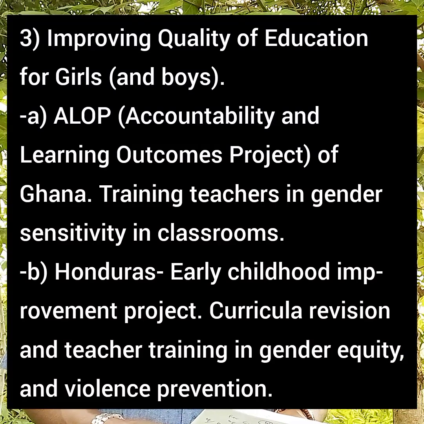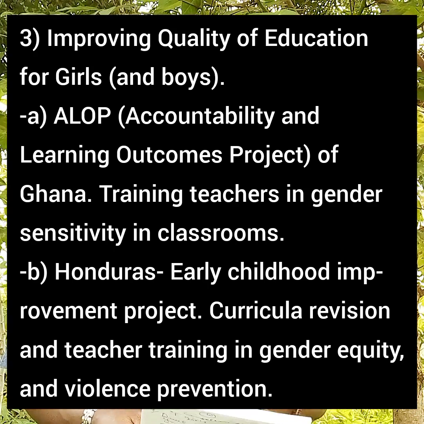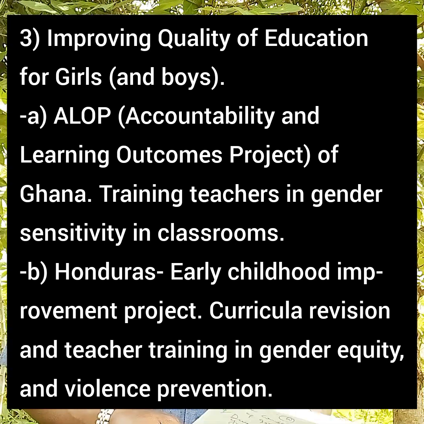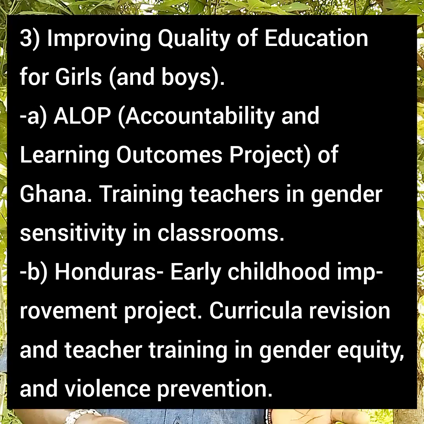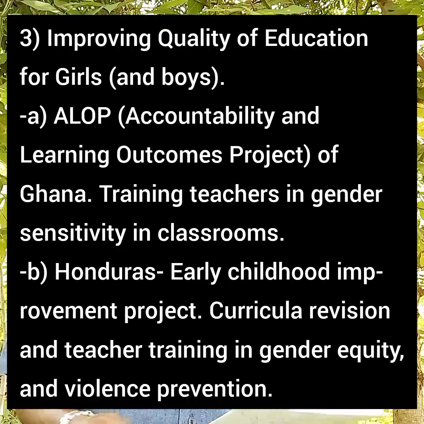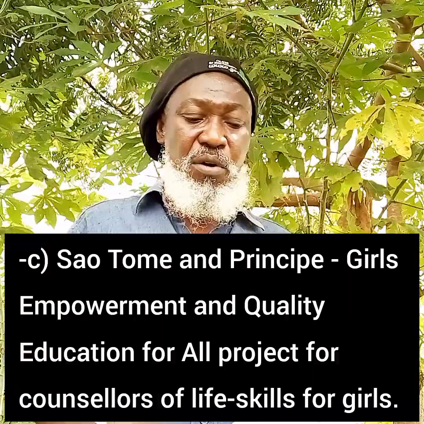Okay, so they have the Accountability and Learning Outcomes Project. They call it ALOP. And over there, they are training teachers to be sensitive towards gender, and that is how they improve the quality of education for girls and for boys. In Honduras, they're looking at early childhood education, where gender sensitivity on the part of the teachers or the learning deliverers in the classroom matters. So they are rewriting the curricula for Honduras to ensure that there is a gender sensitivity part of it. Then Sao Tome and Principe, girls' empowerment and quality education for all is also there.